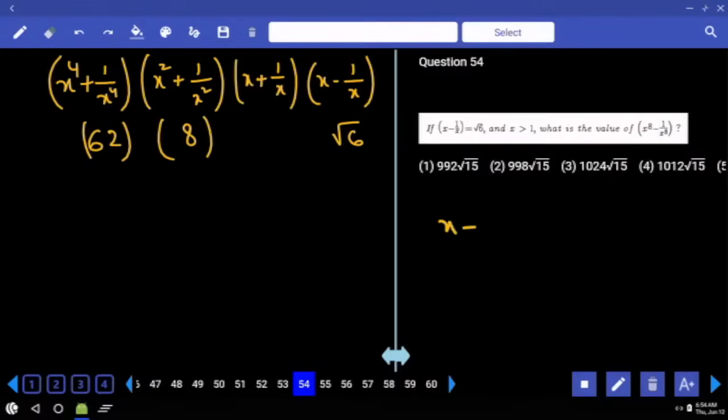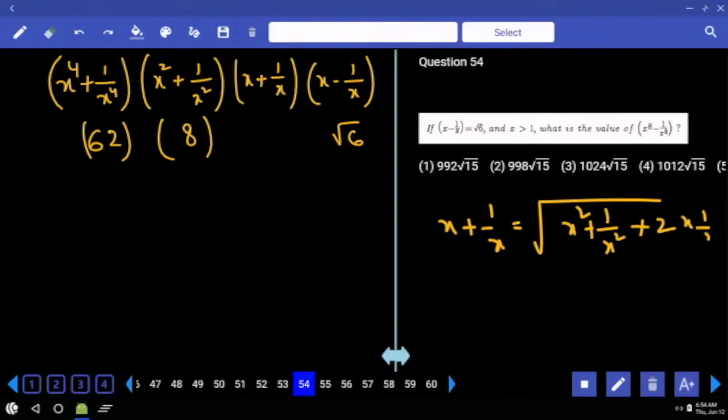Otherwise, x plus 1 by x is equal to under root of x square plus 1 by x square, we already have this number, plus 2. X into 1 by x gets cancelled. A square plus b square plus 2ab format, correct? That means under root of x square plus 1 by x square.